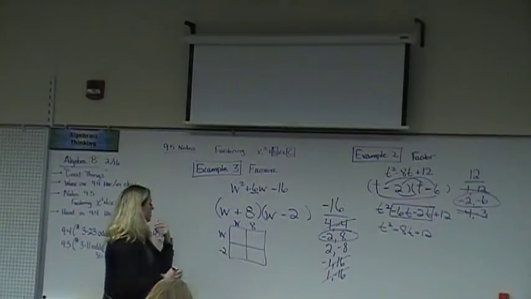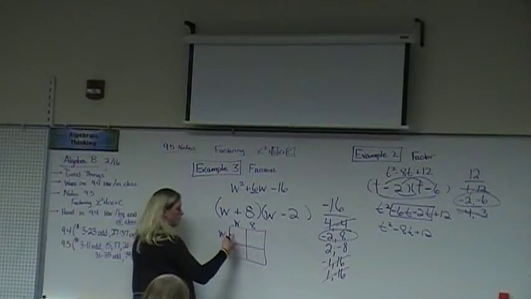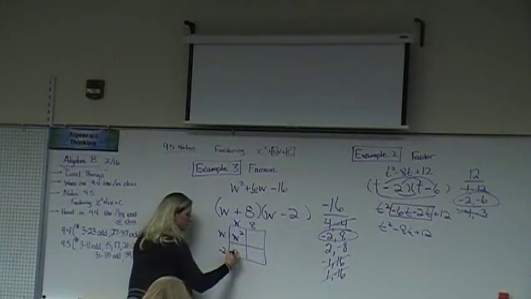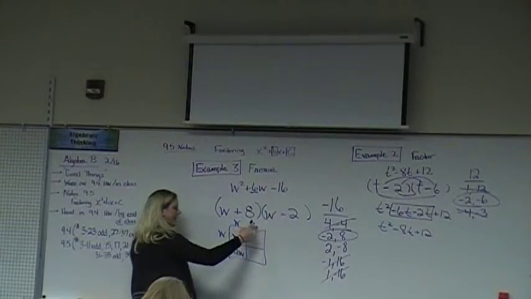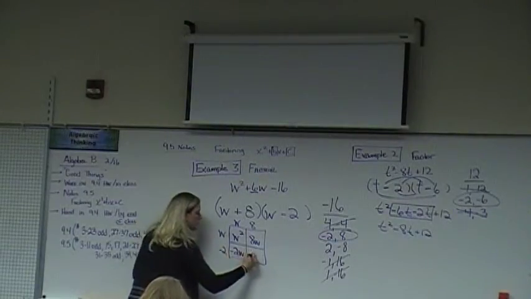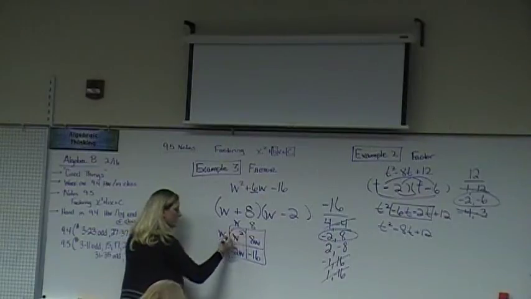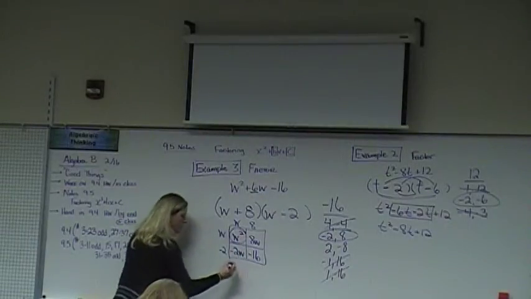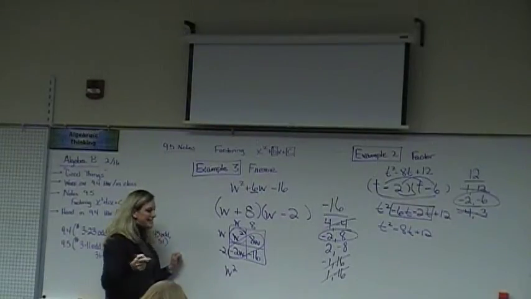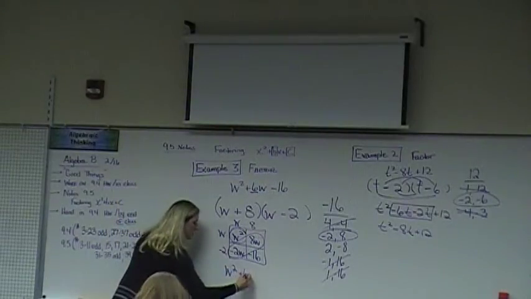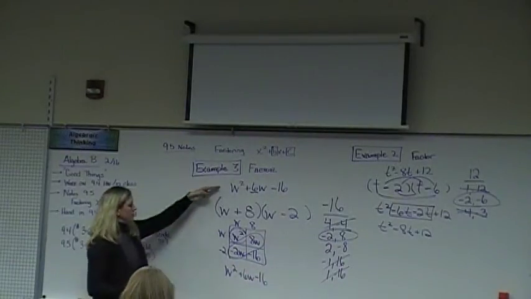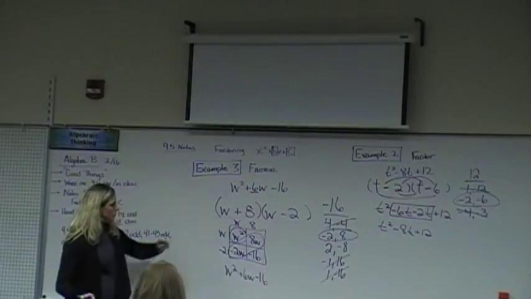So what's W times W again? W squared, right? Add the exponents. W times a negative 2 is negative 2W. 8 times W is 8W. And 8 times a negative 2 is negative 16. Highest degree, W squared. Like terms: what do we get when we add negative 2W plus 8W? Right, 6W, not 6W squared, just 6W. And then minus 16. And we did it right, because it gets what I started with.